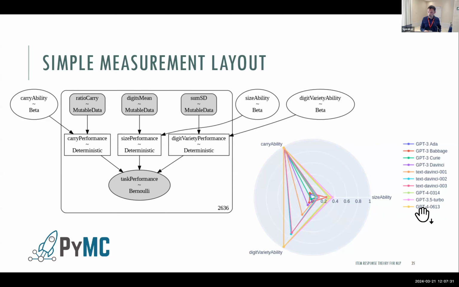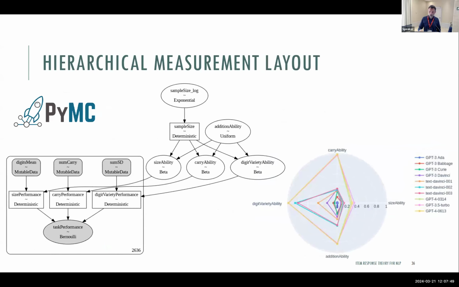And of course, you can expect that some of the recent models do quite well, but not always do they have the highest value for the three abilities. In this case, the three abilities are quite related, so they're not very independent. So we don't see much, just a proof of concept with something that is quite graspable, such as addition.